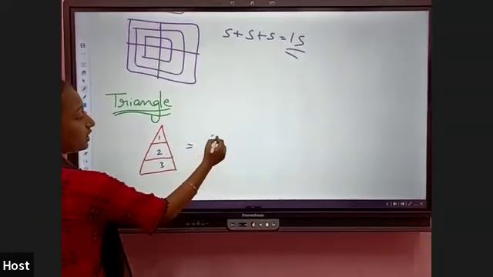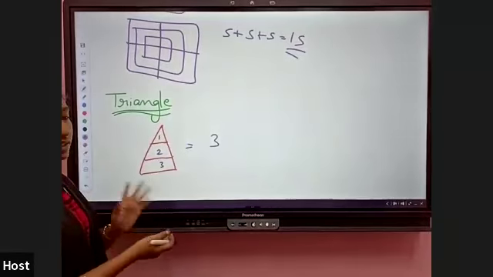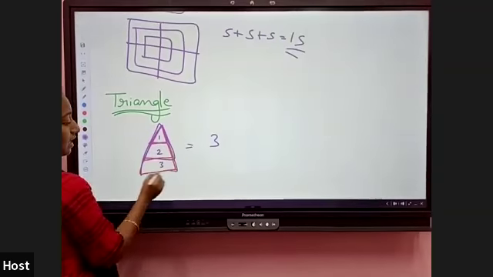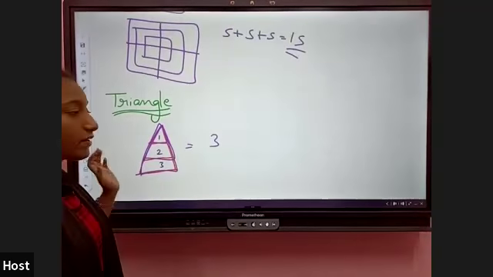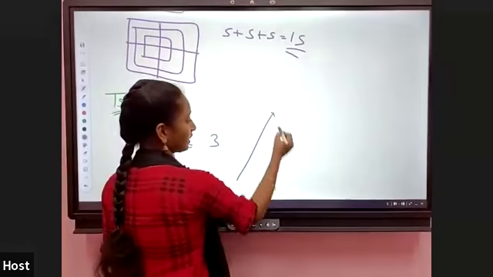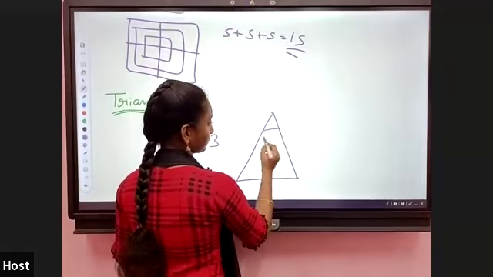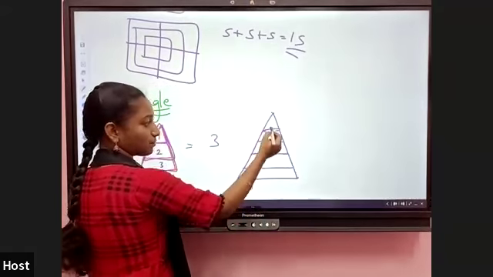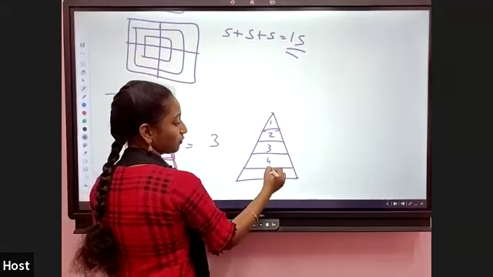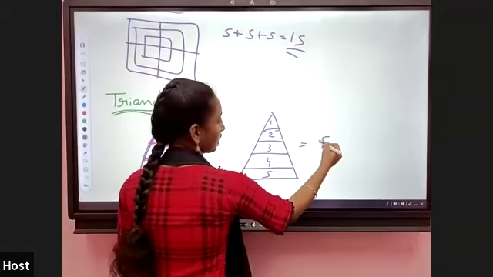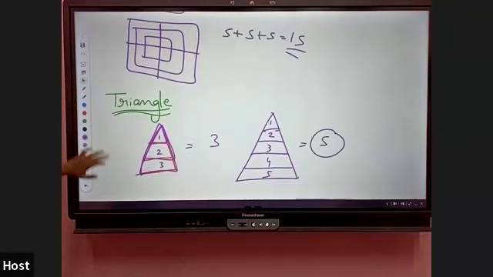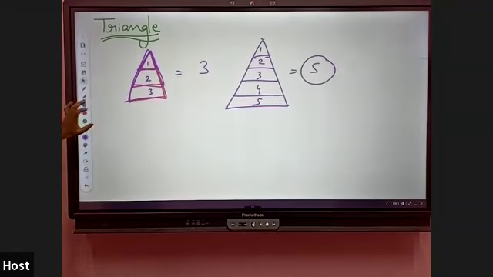So the total number of triangles in the given figure is 3. That means 1, 2, and last 3. So there are 3 triangles in the given figure. If they are given like this, how many steps are there? 1, 2, 3, 4, 5 steps are there. So there are 5 triangles in the given figure. So number of steps equals number of triangles in the given figure.